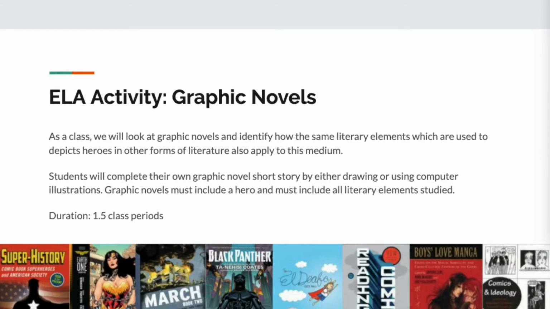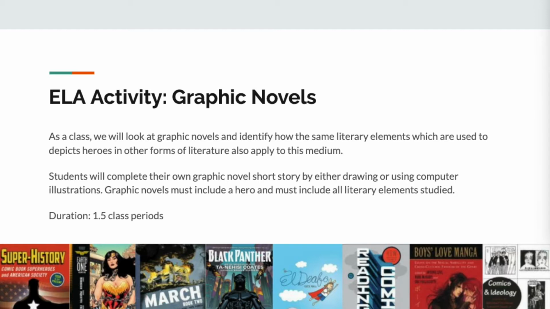The third activity that they will be completing will be a graphic novel study, which is exciting because a lot of students, I think, really enjoy graphic novels. It opens up, to students who maybe don't like to read a full novel, to teach them that there's positives in reading any type of literature. So we'll look at it together and identify how the same literary elements that are used in traditional literature are depicting heroes in the graphic novel.